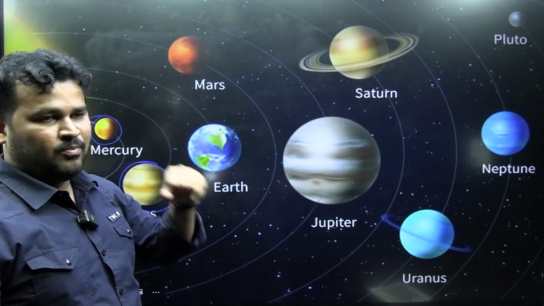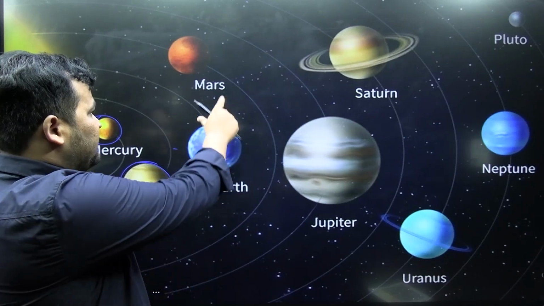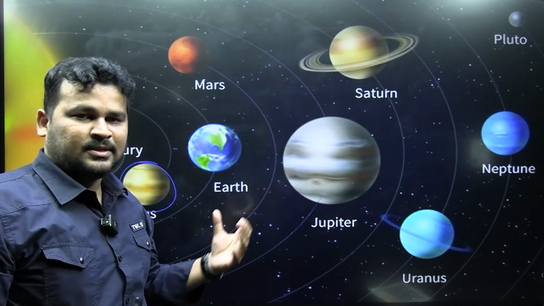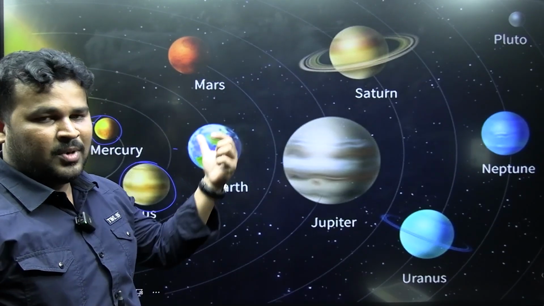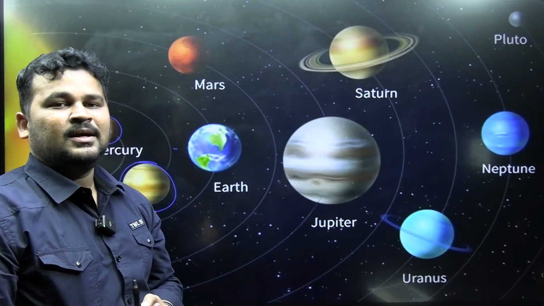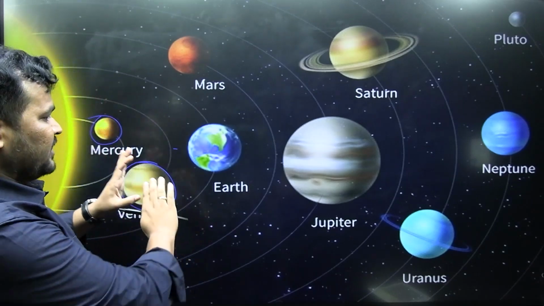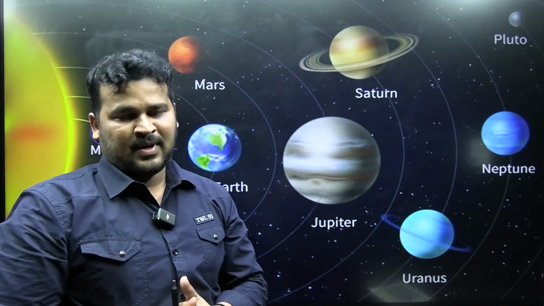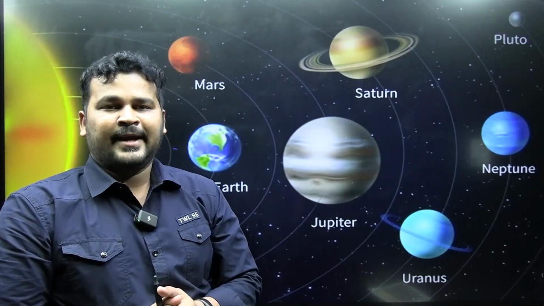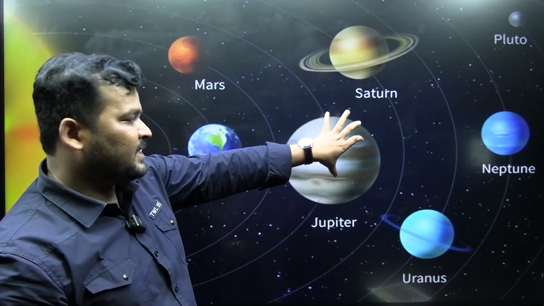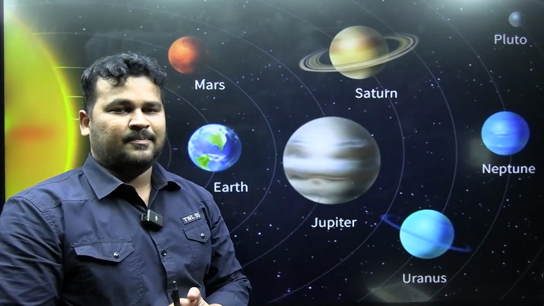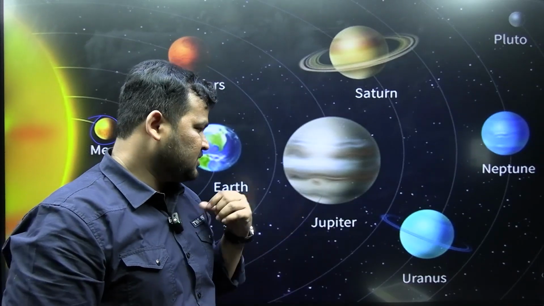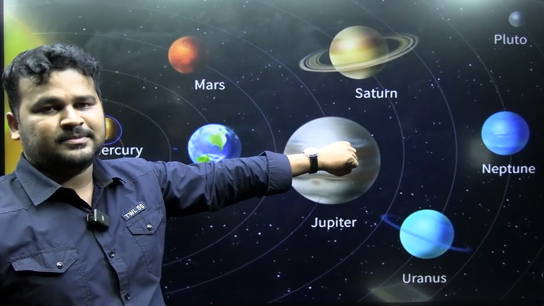Then Mars. Mars is very near to Earth. Even recently, our ISRO launched the Mars mission, which succeeded in its first attempt. Then Jupiter. It's a very big planet. We call it a giant planet. It is the biggest planet among the solar system. If you get any question asking what is the biggest planet among the solar system, the answer is Jupiter.